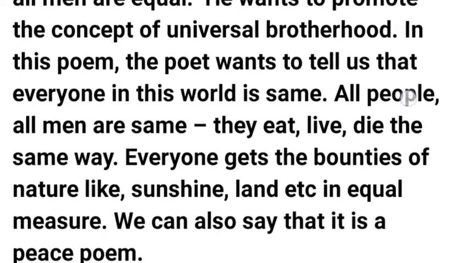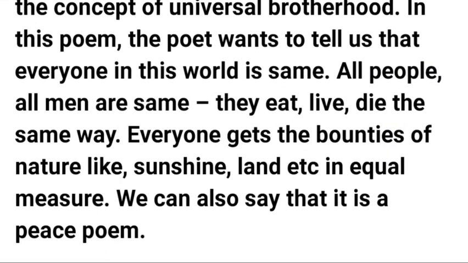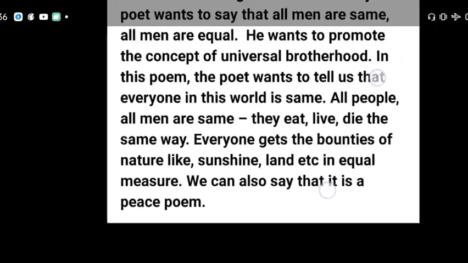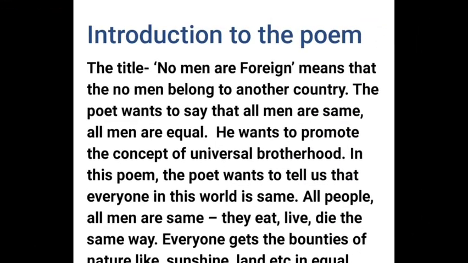In this poem, the poet wants to tell us that everyone in this world is the same. All people, all men are the same. They eat, live and die the same way. Everyone is living a life, eating, living, their death is similar, their existence is similar, and everyone gets the bounties of nature like sunshine and land in equal measure. We can also say that it is a peace poem which promotes global peace. So this was the introduction of the poem No Men Are Foreign.